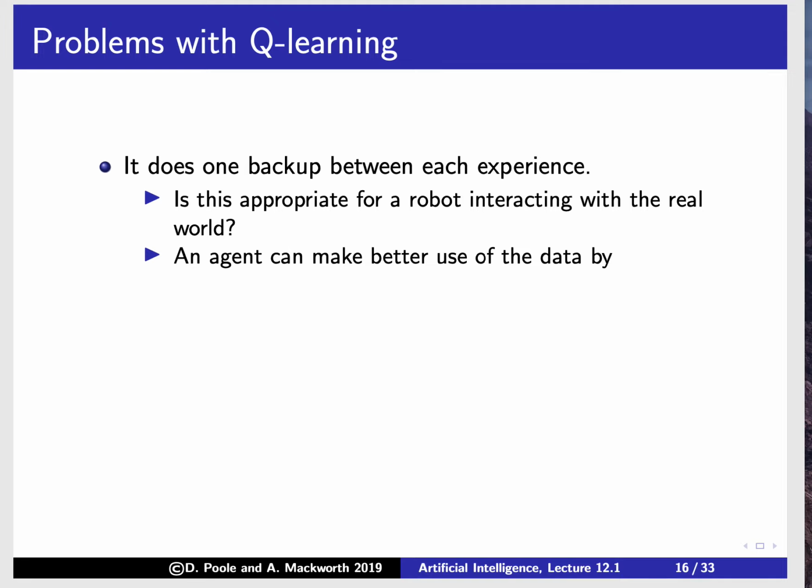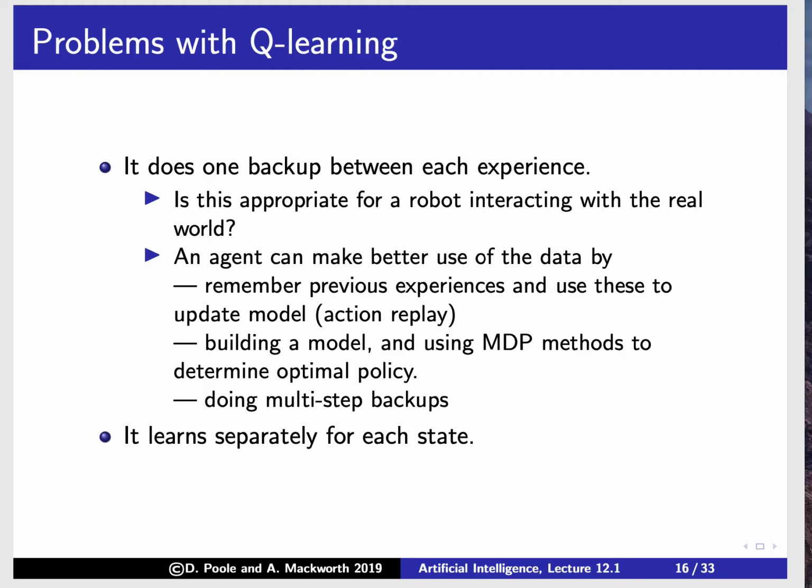An agent can make a lot better use of the data by experience by doing a whole lot of other things. So here are some ideas we can do to improve the use of the experiences. I could remember previous experiences and use these to update the model, which is called action replay. So instead of only updating when we experience things, we can remember them. We could build a model and use the Markov decision process methods to determine the optimum results, or we could do multiple step backups. And the other problem with Q-learning is it's based on states, so we're learning separately from each state.